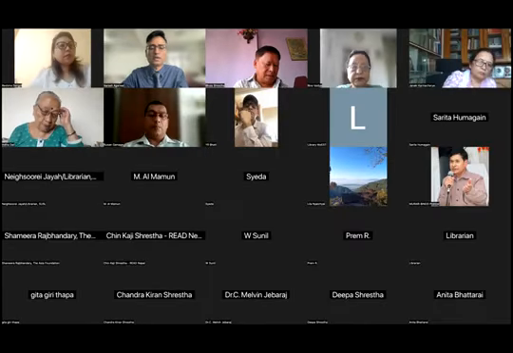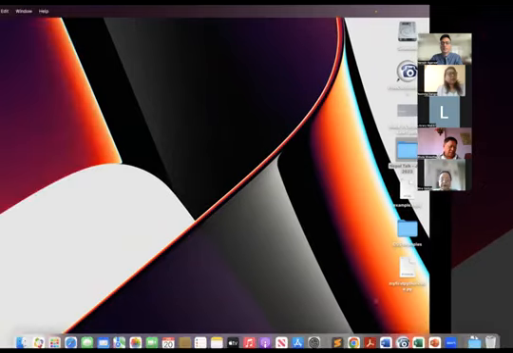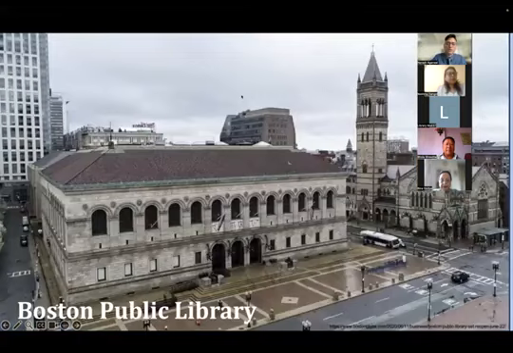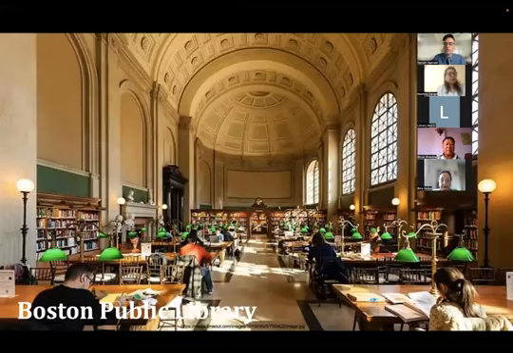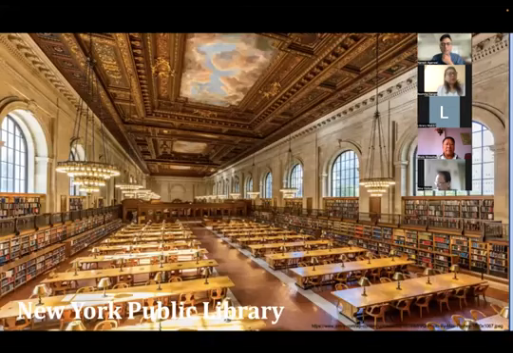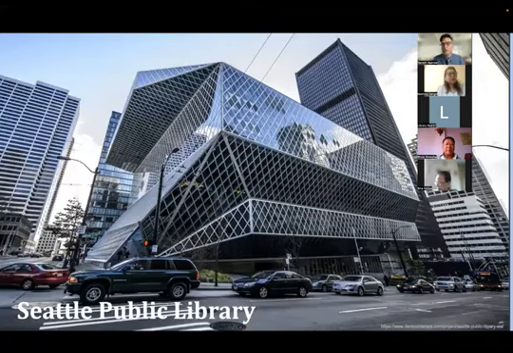So I'm just going to share my screen again. So why libraries? When we talk about libraries, these are just some views of libraries. This is the Boston Public Library, and this is its interior, and this is the New York Public Library, and this is the inside of the New York Public Library. And this is a more modern library, the Seattle Public Library, which has more modern resources and infrastructure.